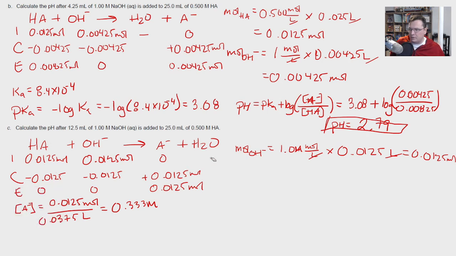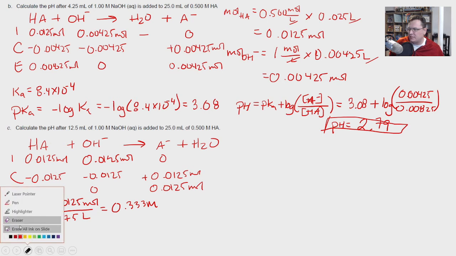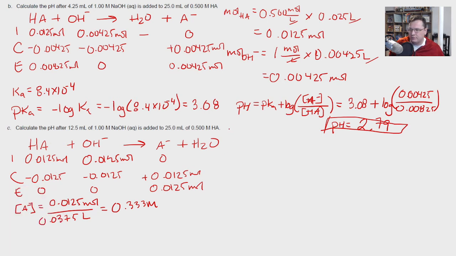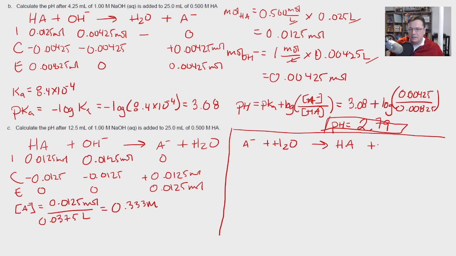Now, what the problem gets turned into is a weak base dissociation acid base problem. So now we set up our new reaction. That's the dominant reaction that's present in the solution, which is the reaction of A minus with water to form HA and OH minus. So it's the weak base dissociation reaction now. So we have that, and we set up our ice table.